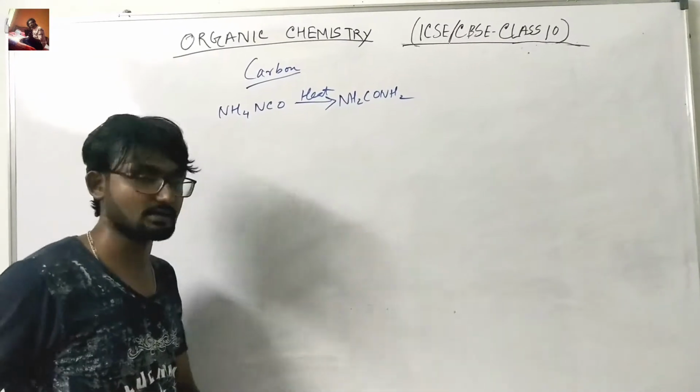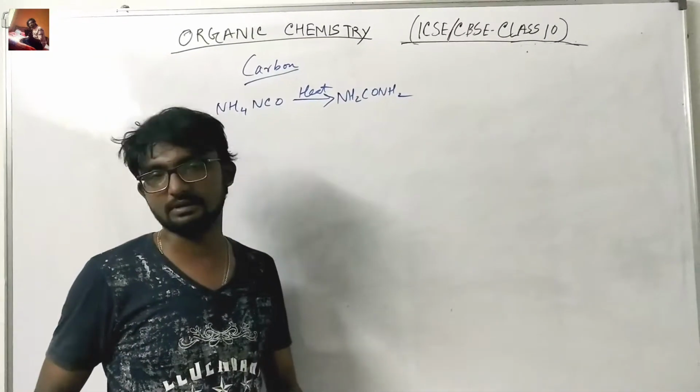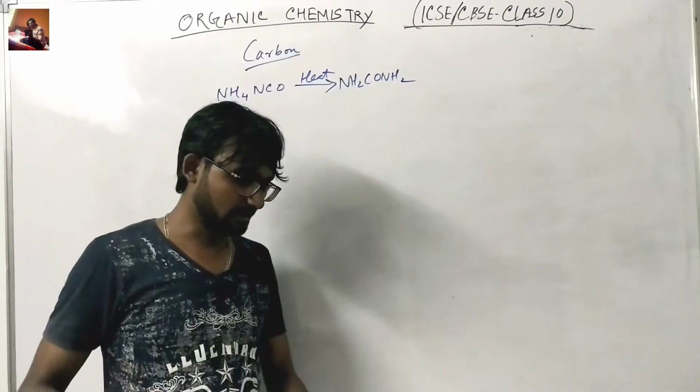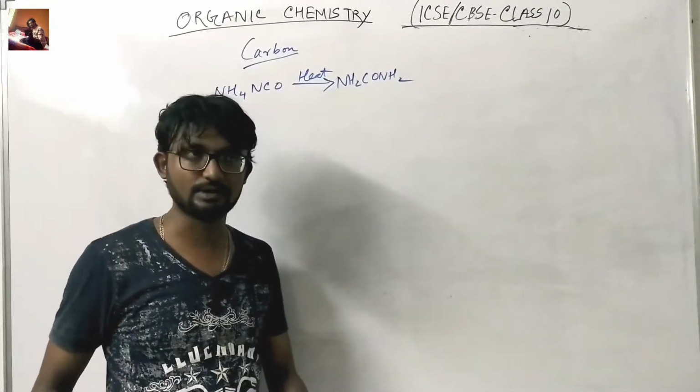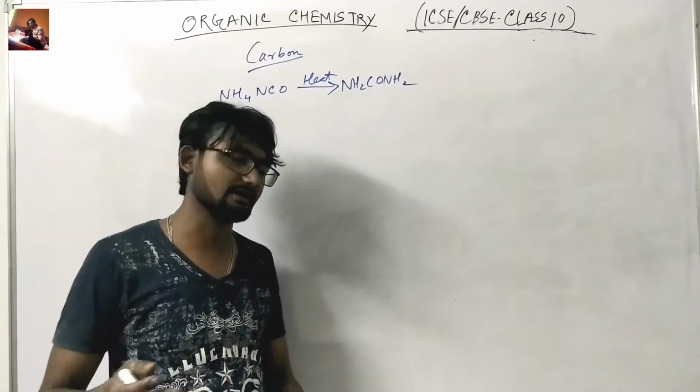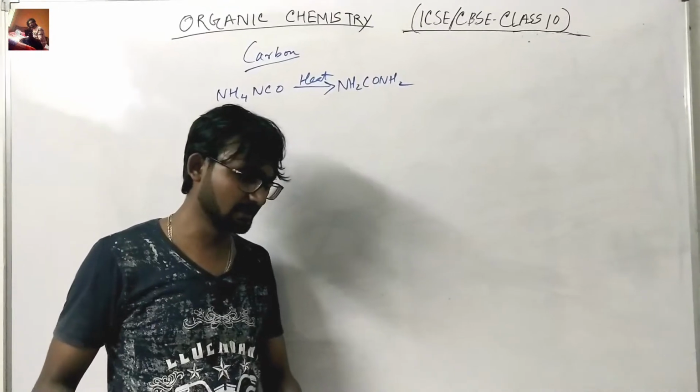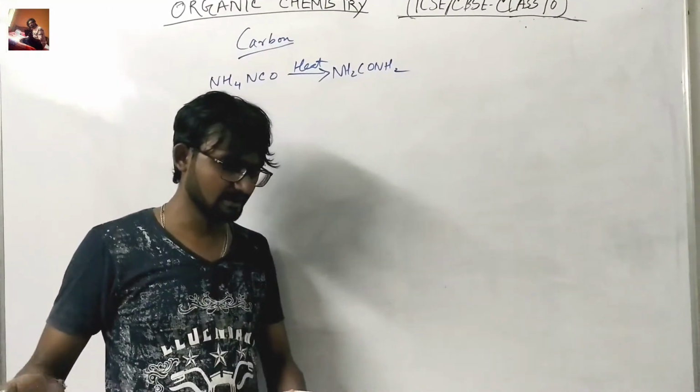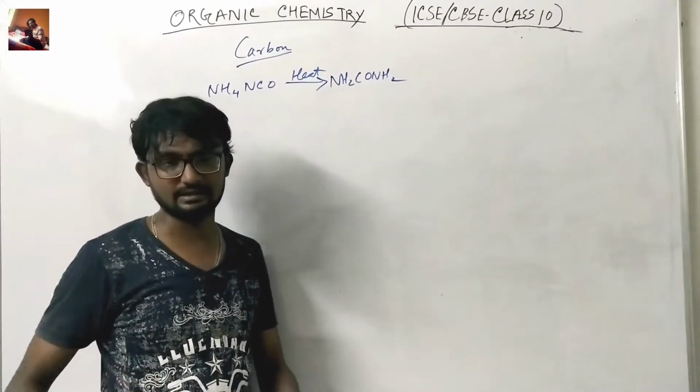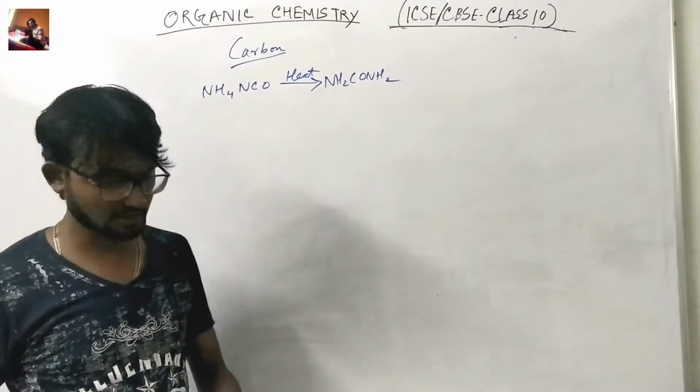So what are the sources of organic compounds? You can note it down. Number one, coal. Distillation of coal can give you organic compounds. Petroleum, animals, plants, synthetic methods like in the lab and all. So these are the sources of organic compounds.